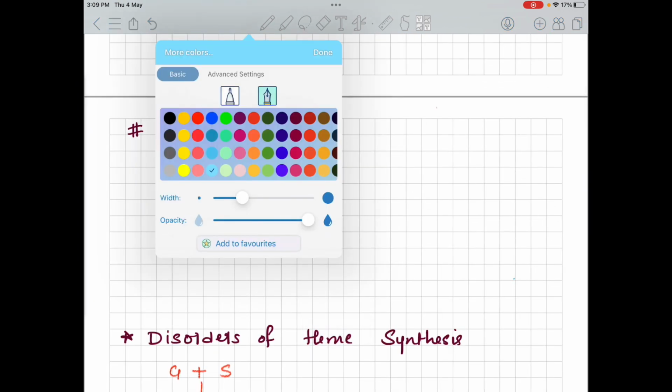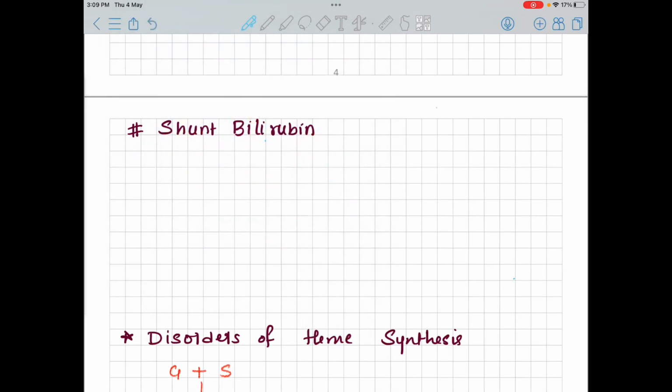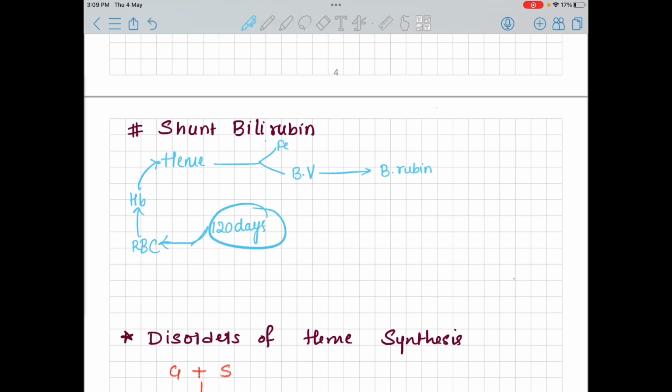Now we'll talk about the topic shunt bilirubin. Naturally, heme which is there undergoes breakdown, and when heme undergoes breakdown, it forms two things. One is iron and second is biliverdin. Biliverdin further breaks down to give bilirubin. Naturally what happens is, where is heme present? It is present in hemoglobin. Hemoglobin is present in RBC. So the natural lifespan of RBC is said to be 120 days. So after 120 days, when RBC undergoes destruction, we get bilirubin from it. Okay, this is a natural case.